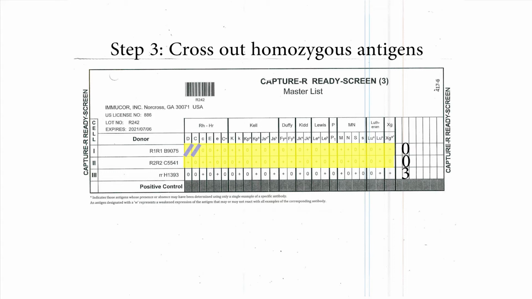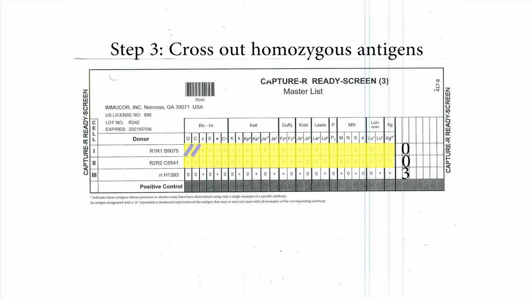Moving on to the next antigen, E antigen. Is this donor expressing homozygous E or heterozygous E? There is an absence of big E antigen, which is indicated as 0. There is a presence of little e, which is indicated with a positive symbol. This means the donor is homozygous for little e.